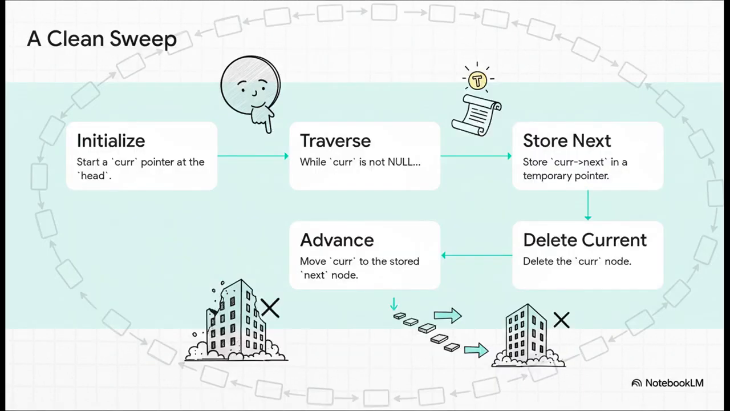It's simple. Before you delete the node you're currently on, you absolutely must save the location of the next node in a temporary variable. Think about it like this. You write down the address of the next house on a slip of paper before you demolish the house you're standing in. Once that next address is safely in your pocket, you can go ahead and delete the current node. Then you just pull out that slip of paper and move on to the next one. You just repeat that process all the way down the line, and you'll safely wipe out the entire list.